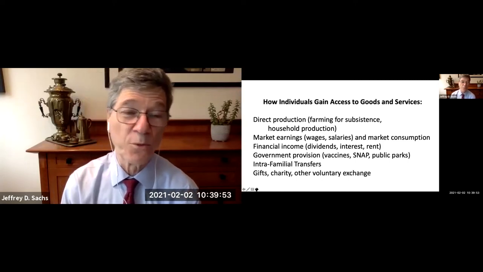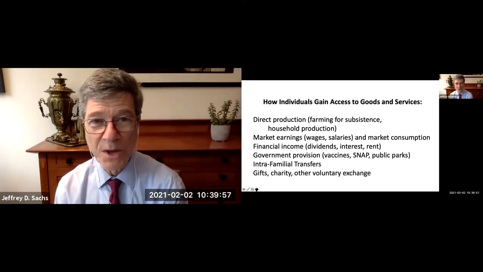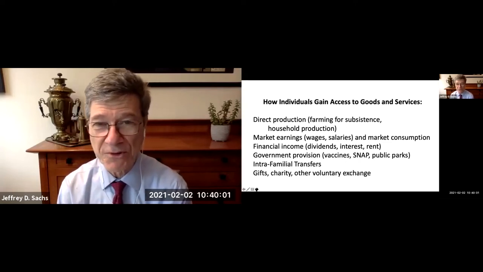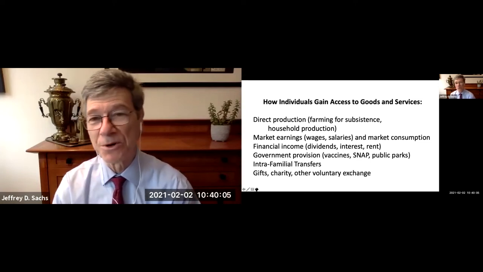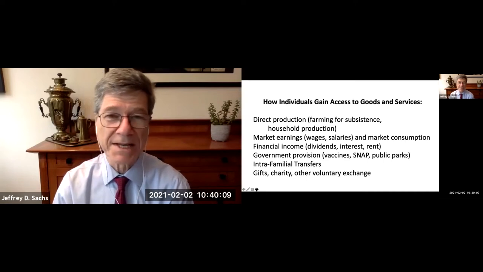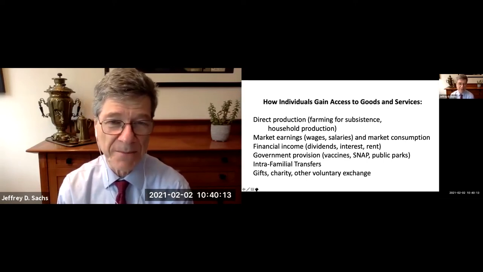Or if we're wealthy, if we have financial assets, we also have income from the shares of stock we own, from the interest on our bank balances, from the rent that we may earn if we're renting a building as a landlord or renting land to a farmer. So we have financial income.